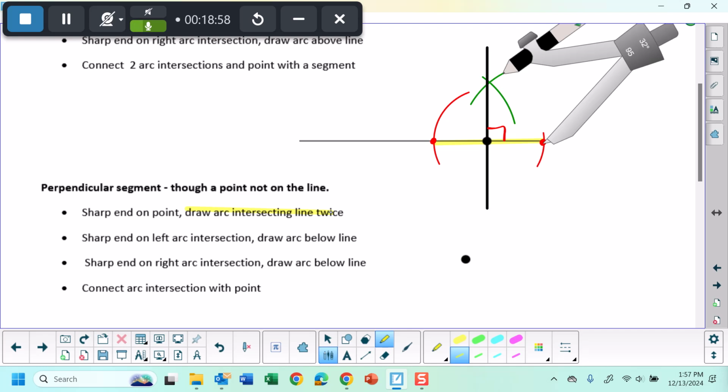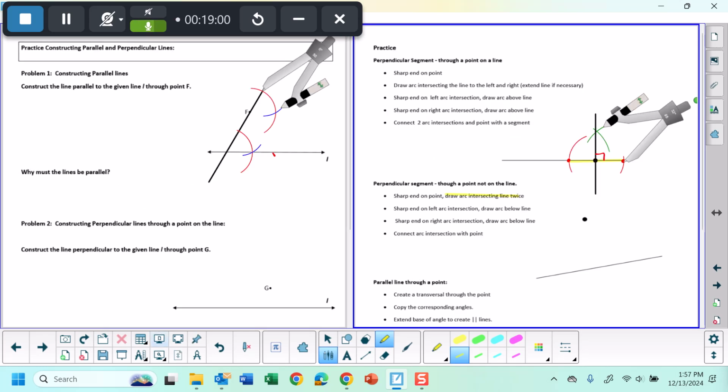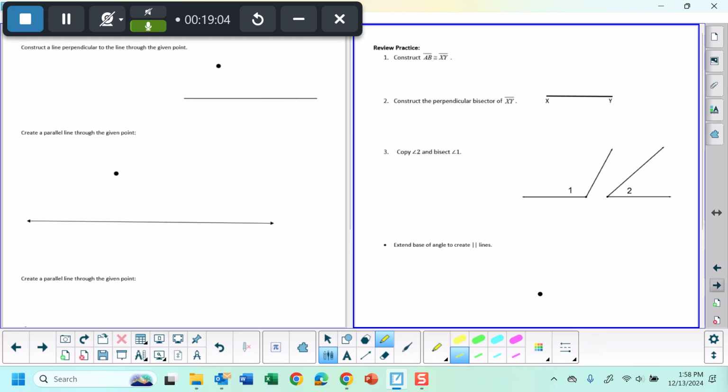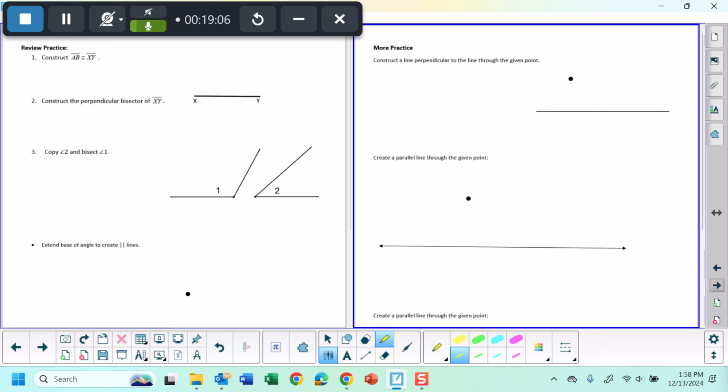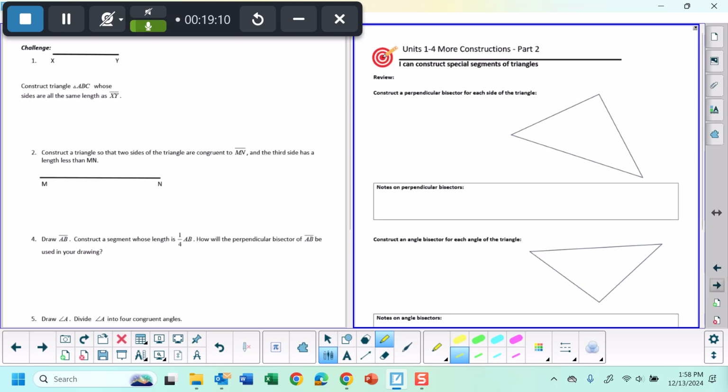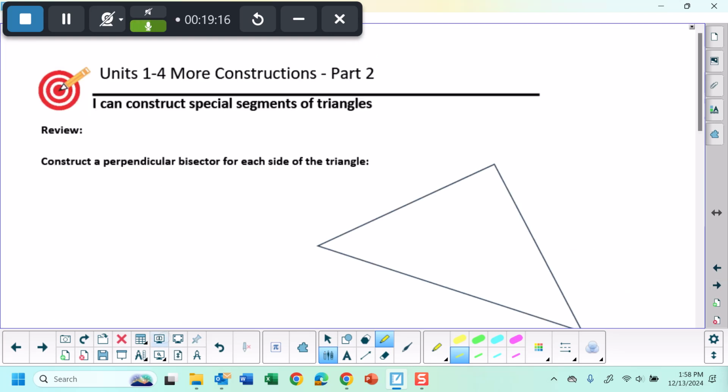If you page through the rest of this packet, you have some more practices for you to work on, and this is going to be what you do during work time. Sound okay? Tuck this aside, and we're back to where we started with our warm-up.